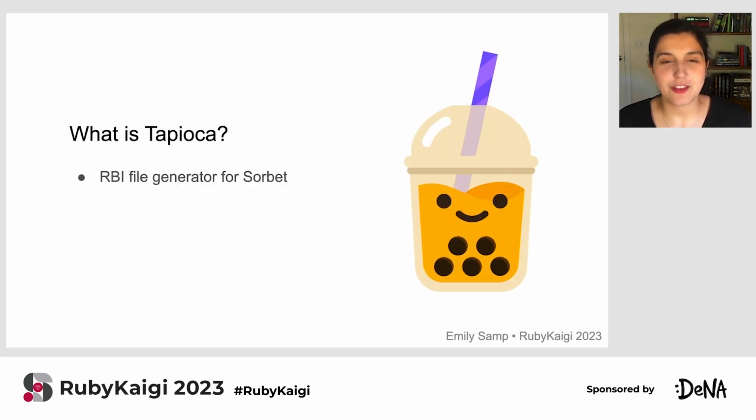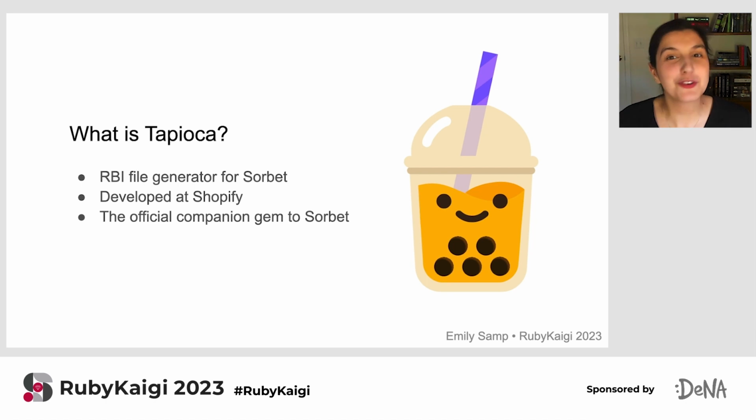Tapioca is a gem that generates RBI for use with Sorbet. It was developed at Shopify, and in 2022, it became the official companion gem to Sorbet, with the goal of making it easier for Ruby developers to adopt and maintain Sorbet in their applications.